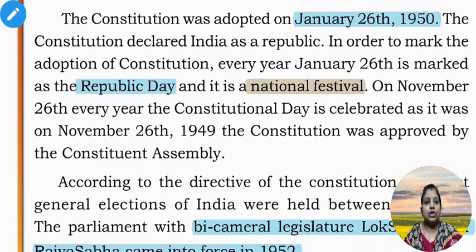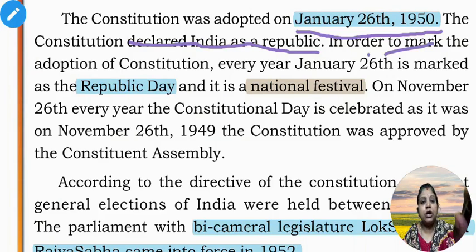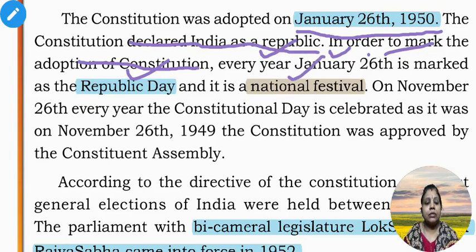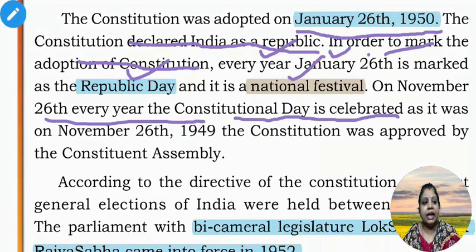Like this, the Constitution was adopted on January 26, 1950. The Constitution declared India as a republic. In order to mark the adoption of the Constitution, every year January 26 is marked as Republic Day and it is a national festival. On November 26th every year, Constitution Day is celebrated.